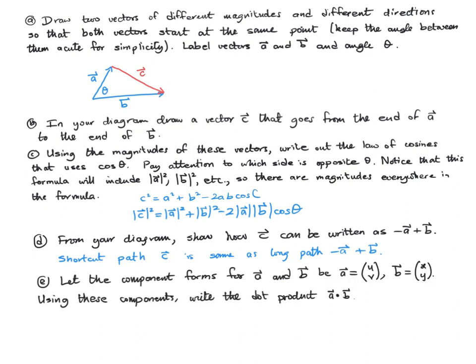So the next thing is, let the component forms for A and B be: the A vector is UV and the B vector is XY, and then using these components, write the dot product A dot B. And again, pause the video and then check your answer when you're done. And of course, you should have gotten A dot B equals UX plus VY.